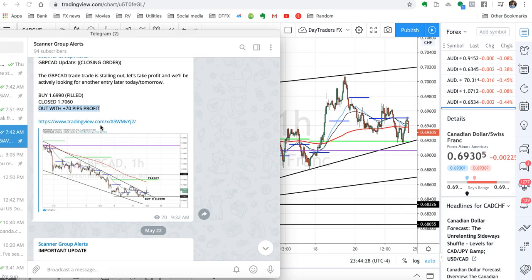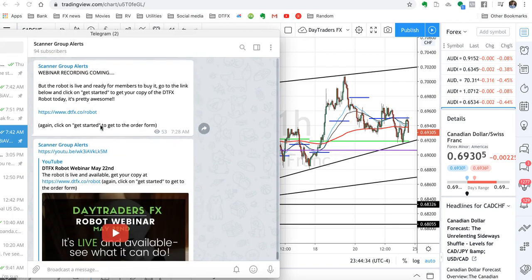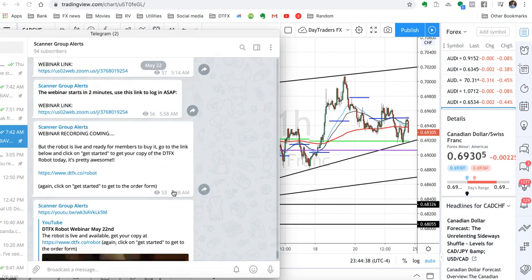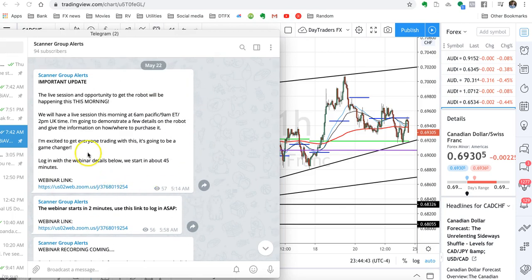So we ended up taking the New Zealand yen, the euro dollar, and the pound CAD. And then I've been working on a robot, working on a lot of other stuff, and so we had a big webinar to finish up the week. So we only ended up taking three trades in the scanner group this week, but they were good.